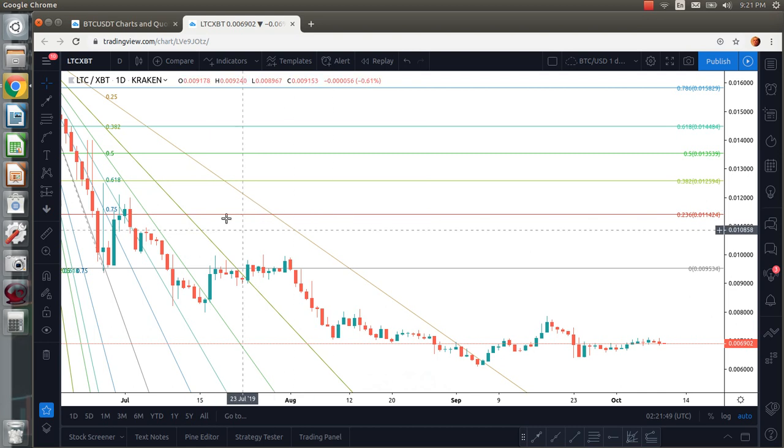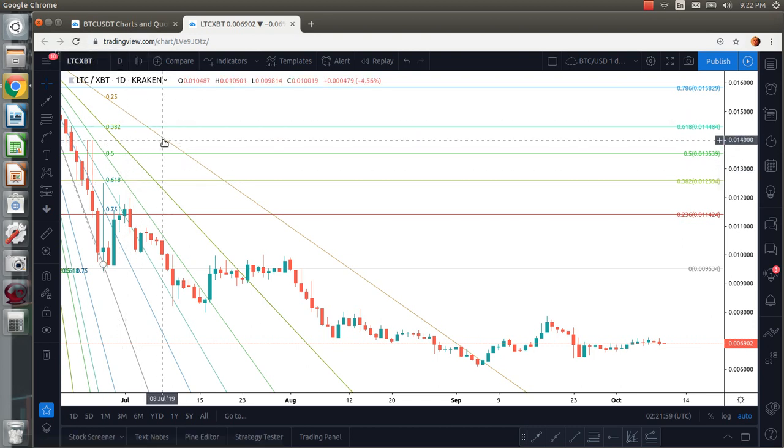I've already drawn a few things on here. That's why you see all these lines. I have a lot of different charts, and I don't clean them up when I'm done. So that's why you see these lines. This is a fan, and this is a fib.